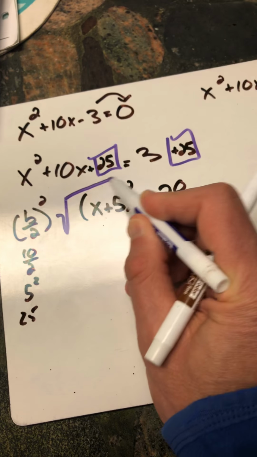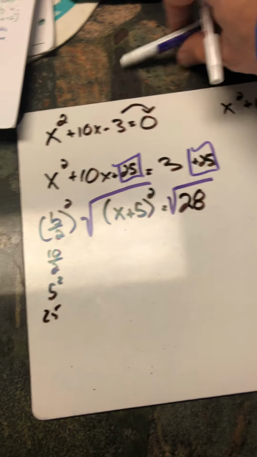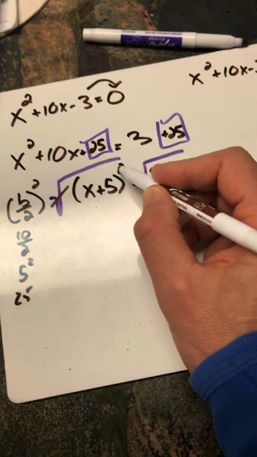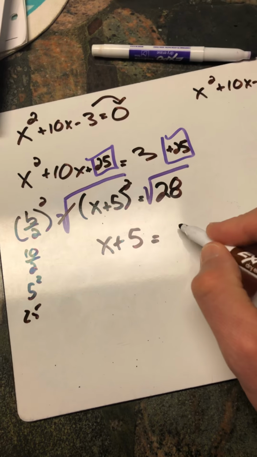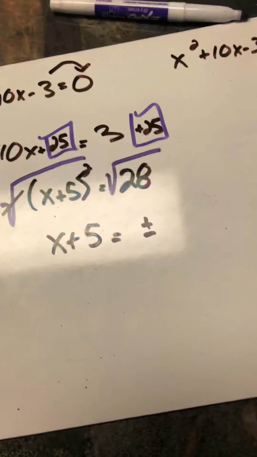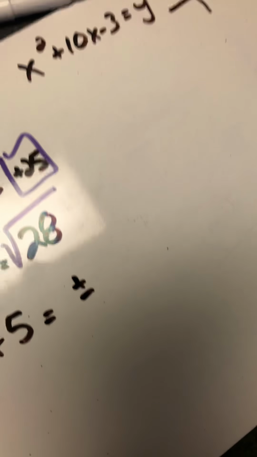So if I take the square root of this side and the square root of this side, this square root and that square cancel. x plus 5 equals plus or minus. I grab my calculator and I take the square root of 28.